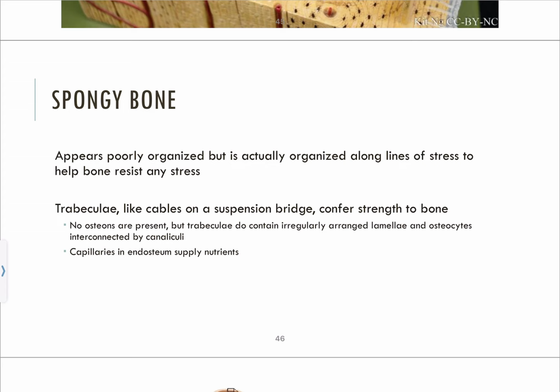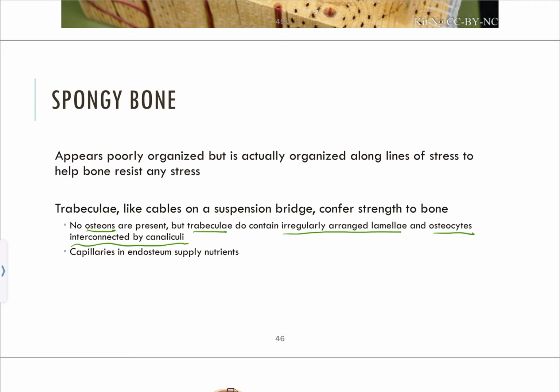So spongy bone's a little bit different. It's not very organized. We don't have a defined medullary cavity like we talked about. Instead, we have these trabeculae, these bone spicules that basically make it up. So we don't have osteons, like I said. We do have the trabeculae. We do have some lamellae, but they're not arranged in rings or nice and neat, so irregularly arranged. And we do have osteocytes interconnected by canaliculi.